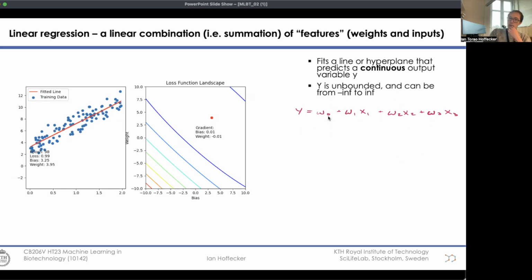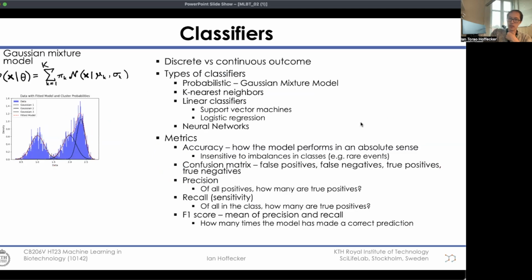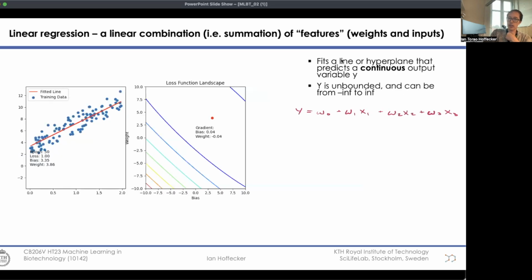And so when you have more inputs, it becomes harder to picture, but the idea is still that we're fitting some kind of hyperplane in multi-dimensional space where we still have a single outcome variable that we're trying to predict from this summation here. And so what makes it linear regression is that we have this linear combination of features which determines our output. And then the other important thing here is that this is a continuous output variable. So y can have any value from minus infinity to infinity.